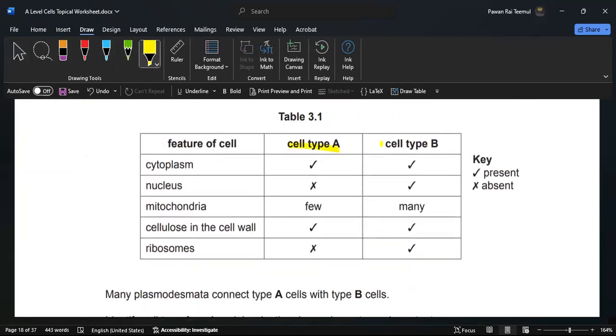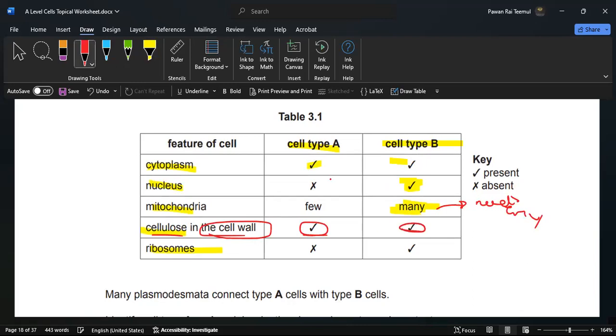Talking about the features: cell type A, cell type B, cytoplasm, nucleus, mitochondria, cellulose, and ribosomes. They both have cytoplasm, quite obvious. Nucleus, oh, cell A does not have a nucleus. Cell B has a nucleus. It has many mitochondria. Now, this is very interesting. This means that it needs energy. If it has many, it means that it needs energy. And cellulose, it has it because, well, cell wall, obviously. That's quite logical. All plant cells have cell walls made from cellulose.